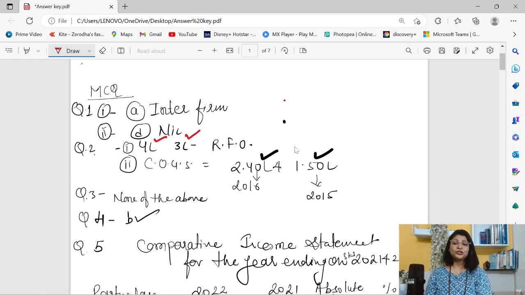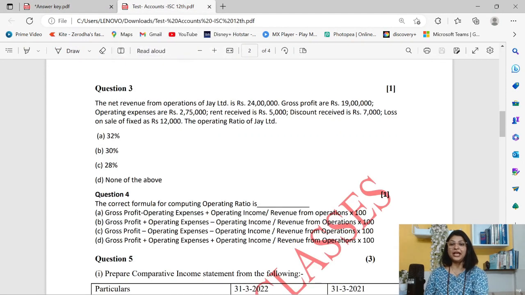Then question number 3. Let me just check the question paper. So the next question was question number 3, and here net revenue from operation was given and some other information was given, and we were asked to find out the operating ratio. Whenever we talk about operating ratio, remember the formula of operating cost. Operating cost ratio is called operating ratio also. So operating cost is cost of goods sold plus operating expenses divided by revenue from operation.